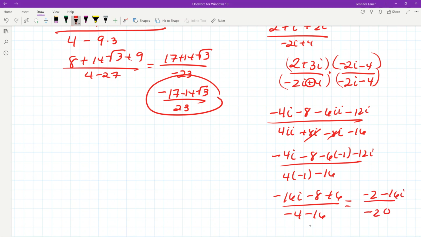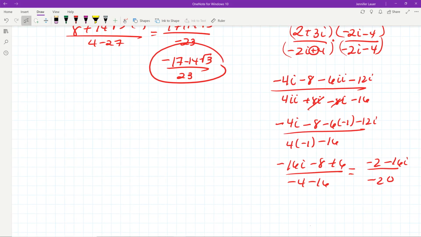Now remember, again, you don't want to leave negatives on the bottom. And also we can reduce everything by 2. So I'm going to reduce everything by a negative 2. So this becomes 1 plus 8i over 10. I just reduced everything by a negative 2, and that's your final answer.